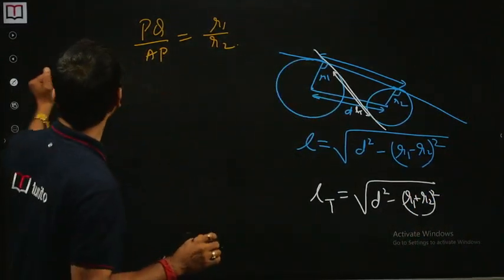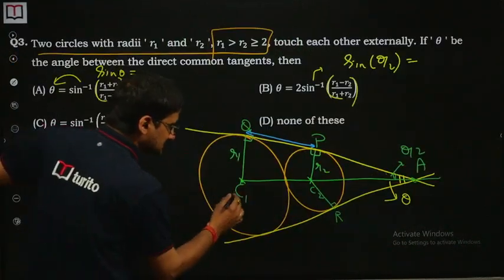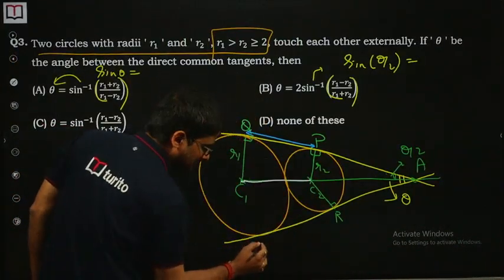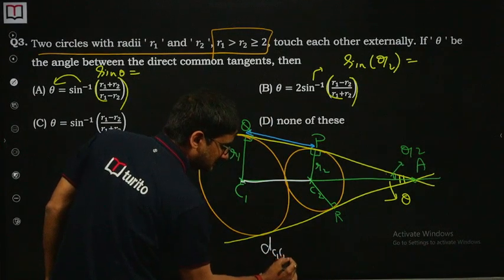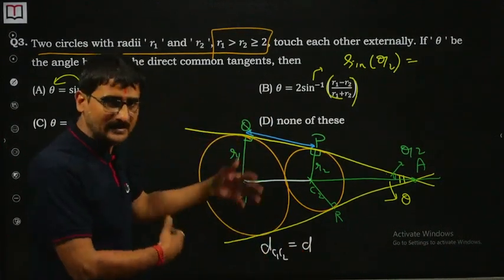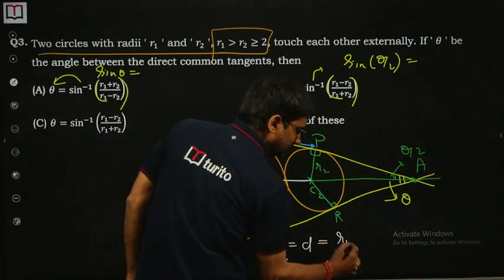I am going to use them now since we are given that the circles touch each other externally. What does that mean? That means the distance between the centers, which I am representing as D in that result, is nothing but R1 plus R2.